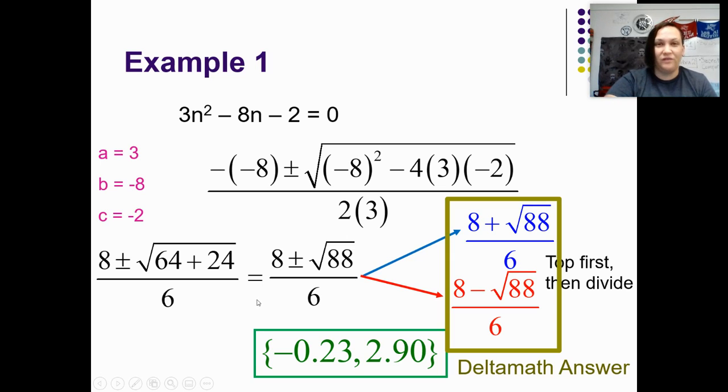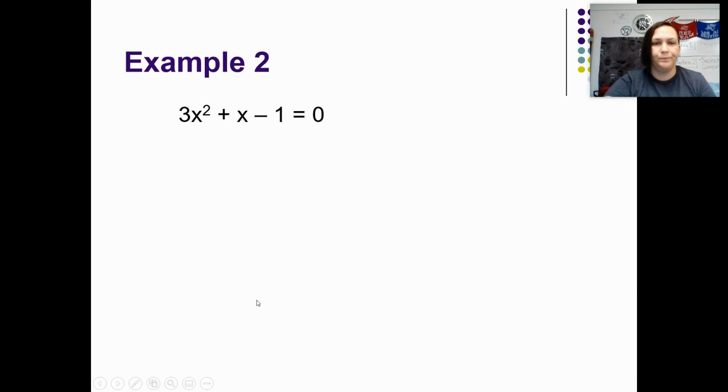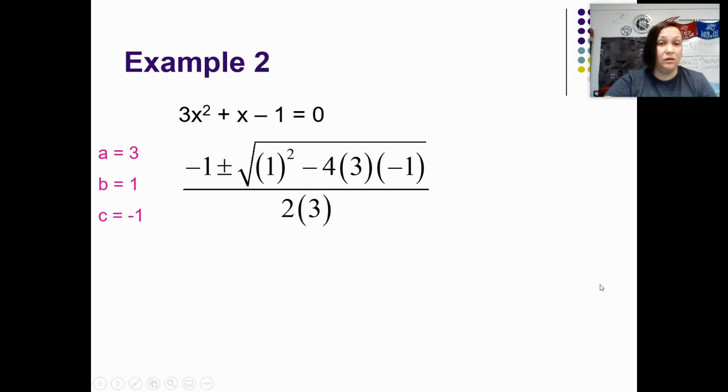Let's try one more of these because I know they can get a little tricky. Okay. Here again, I have a problem written in standard form. So I can identify my A, B, and C right now. My A is 3. My B is the invisible 1 in front of the X, so B is 1, and then C is negative 1. Plugging in, I get negative 1 plus or minus the square root of 1 squared minus 4 times 3 times negative 1, all over 2 times 3.